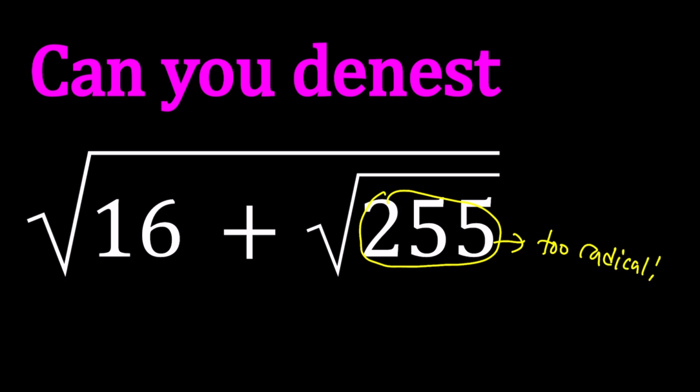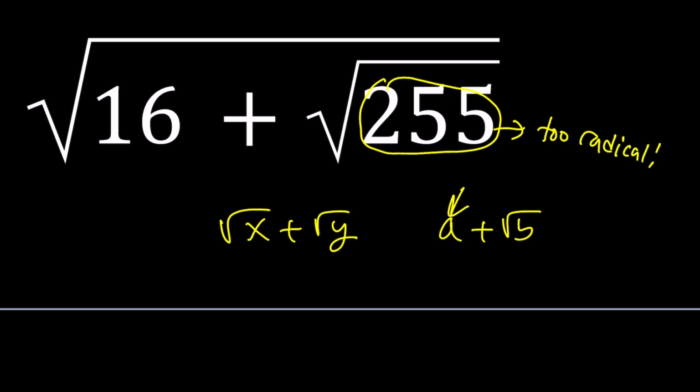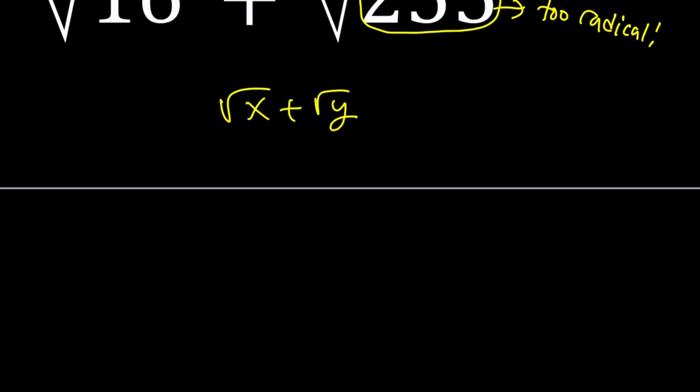In other words, we want to write this as a sum of two radicals, like square root of x plus square root of y. Or we could write it something like a plus the square root of b, given that a could be an integer or a radical, but let's probably go with this, something like that, okay? How do you do that?